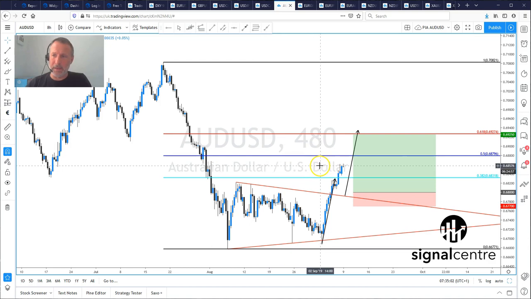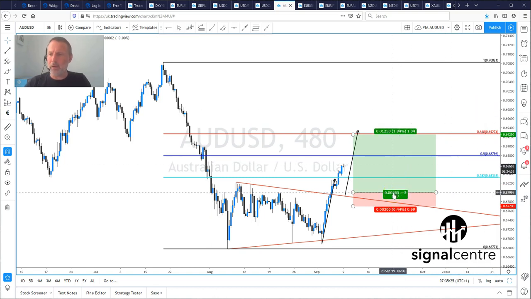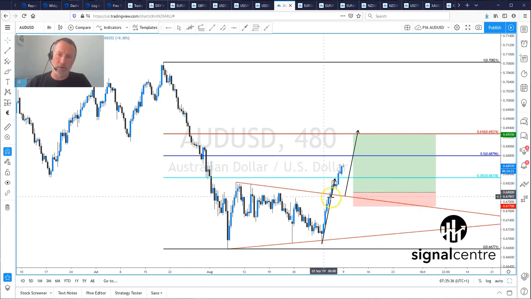What we are looking for here is an AB equals CD corrective formation. So this is AB and then possibly CD. Now we've got a 61.8% fib located at 69.27. I think our bespoke resistance is at 69.35, so pretty solid upward barrier around that level. This week we're looking to get long close to 0.68 the figure, which is our bespoke support, and also close to the reverse trendline support from this triangle breakout.